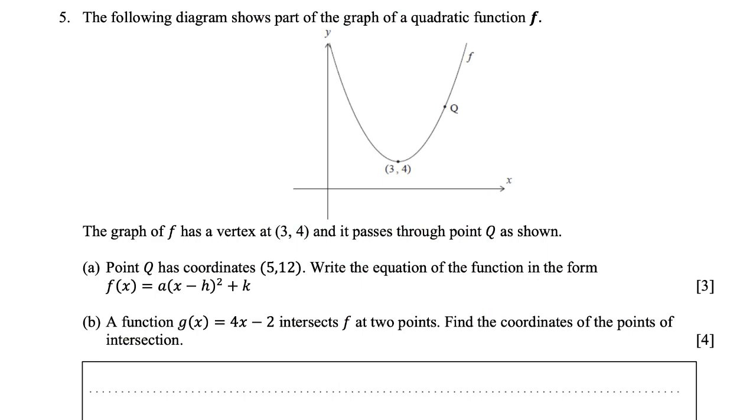Question 5. The following diagram shows part of the graph of a quadratic function f. The graph of f has a vertex at (3, 4) and passes through the point Q as shown. A. Point Q has coordinates (5, 12). Write the equation of the function in the form f(x) = a(x - h)^2 + k. B. A function g(x) = 4x - 2 intersects f at 2 points. Find the coordinates of the points of intersection. Please take 7 minutes and try this question on your own.